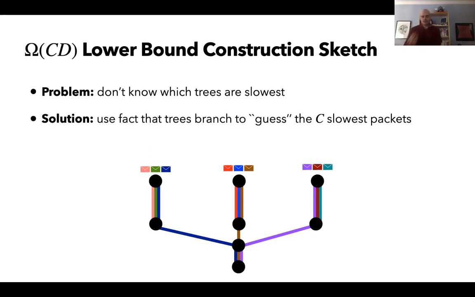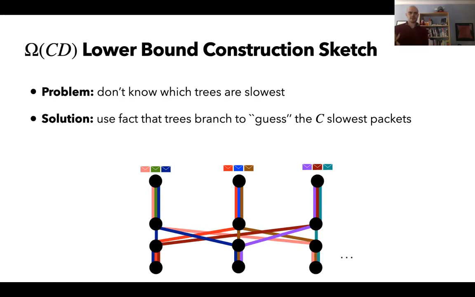Well, we're going to use the fact that trees, unlike paths, branch to just guess which are the slowest, okay? So before we were like, well, maybe it's the ones on the far right which are the slowest, but we might say, well, maybe it's actually these other three that are the slowest, or it's these other three that are the slowest. And we could imagine basically taking all possible guesses of which are the slowest packets along each of these edges. And what do we know at the end of the day?